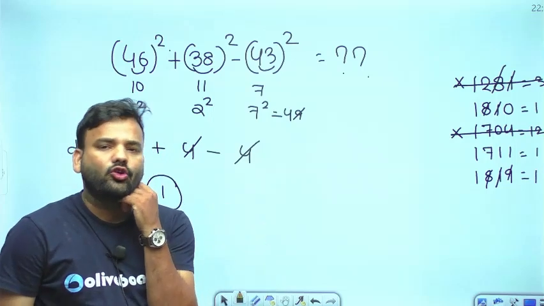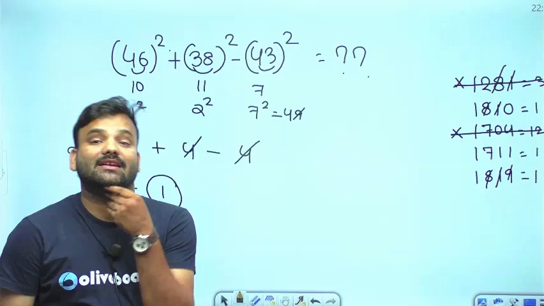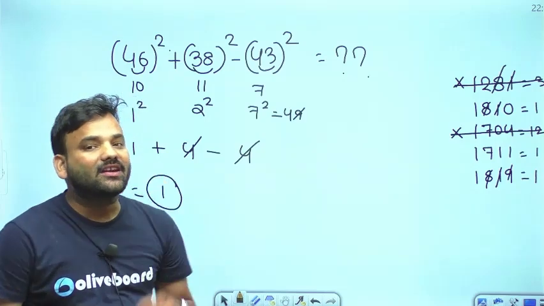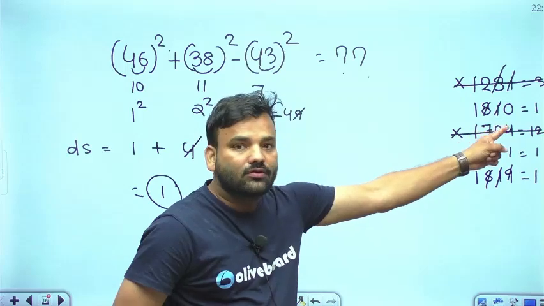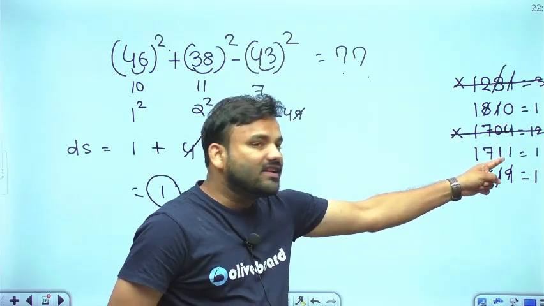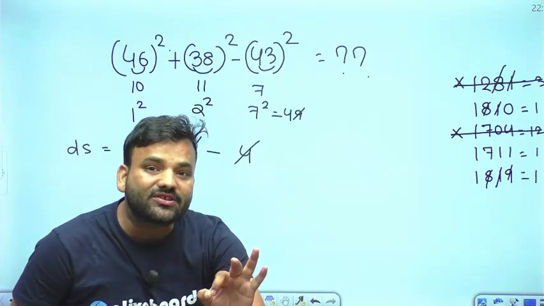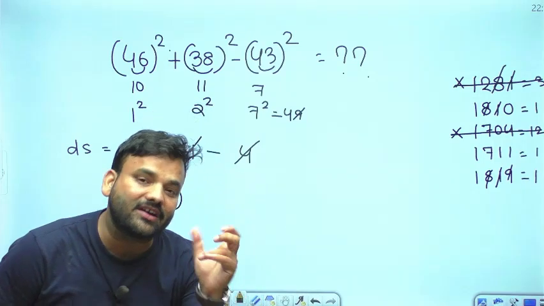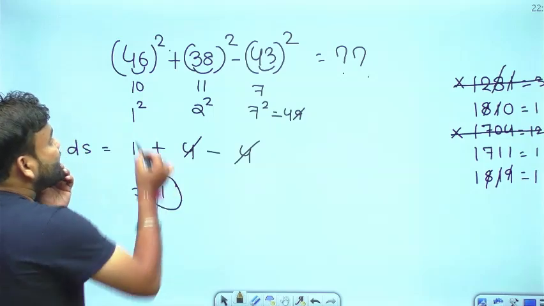What if you might have asked me, sir, what if we have 2 such options which carry the same digit sum? In that particular case, I will go for the unit place. Look at the unit place, it is 0. Look at the unit place, it is 1. Look at the unit place, it is 9. Definitely these 3 options have the same digit sum. But what about the unit place? They are different. Okay, so let's search for the unit place.